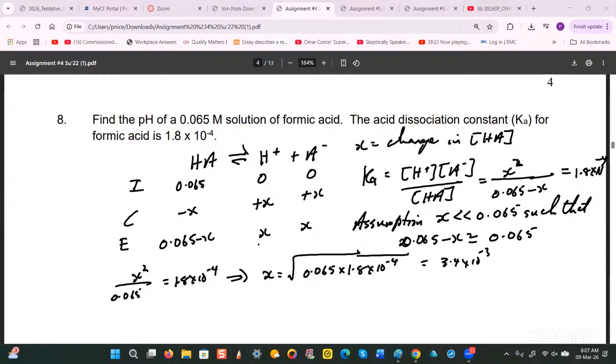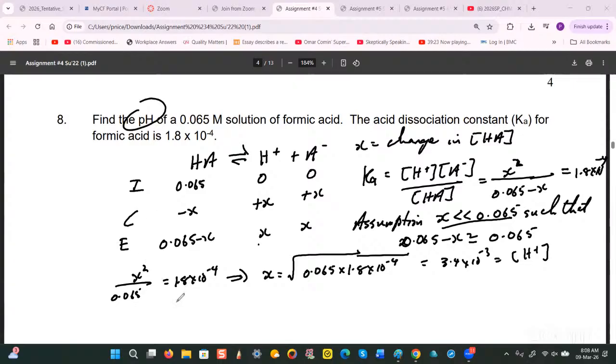Yes. Okay, so based on the assumption that we made here, we come to the conclusion that X is equal to the value of 3.4 times 10 to the minus 3. And therefore, since we're trying to find the pH, we can say that this is equal to the concentration of H plus. Now, because we made an assumption, we have to make sure that the assumption that we made is valid. I discussed this in the video. We have to test the validity of the assumption that we made, right?